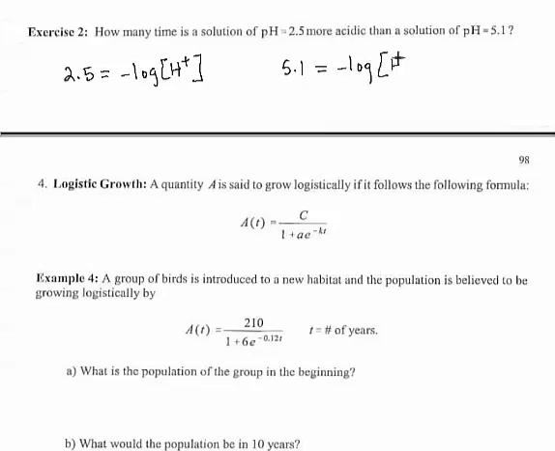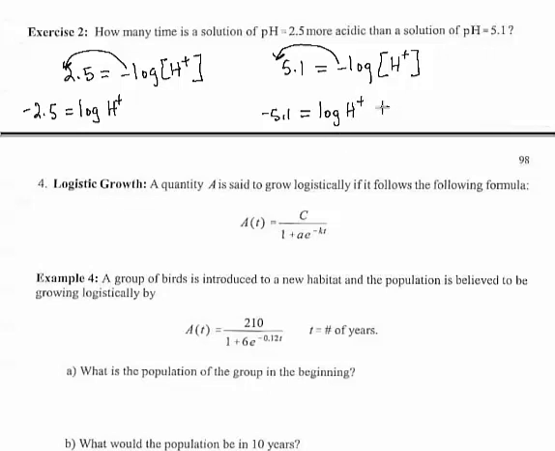So what is the difference? How many more times is one's concentration than the other? Well, as we did in the previous problem, we move the minus sign over to the pH reading. So for this one, we get negative 2.5 equals log of H plus. And then we have negative 5.1 equals log of H plus. I just didn't write the brackets. H plus is one variable. The H plus is really just a label.